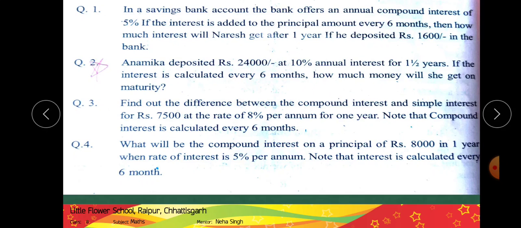Okay, how much money will she get means we will find the amount. If it is asked how much interest she has to pay, we will find the compound interest. Since it is directly asked how much money, we are going to calculate the amount here, right? So simply you will use the formula.